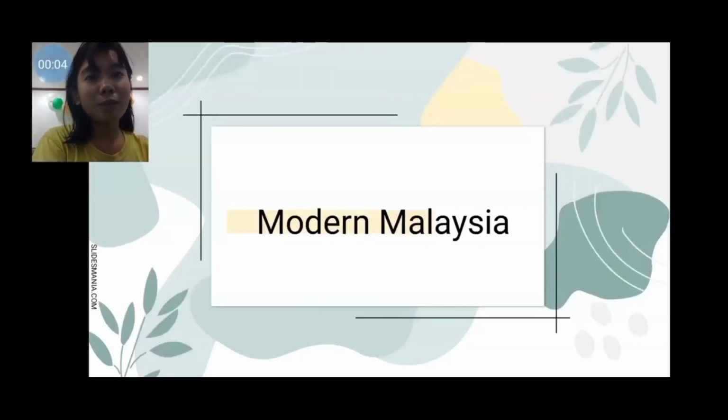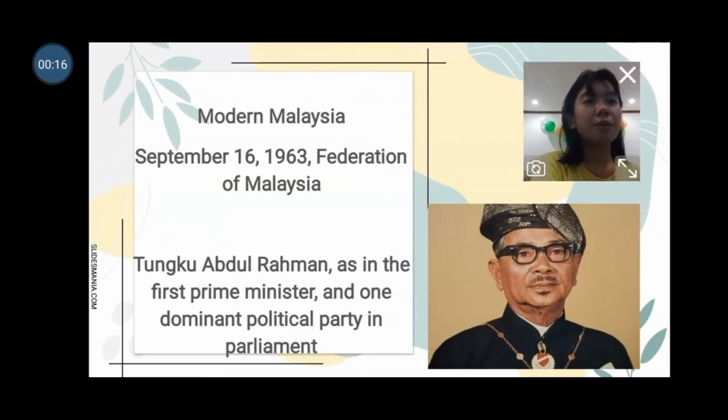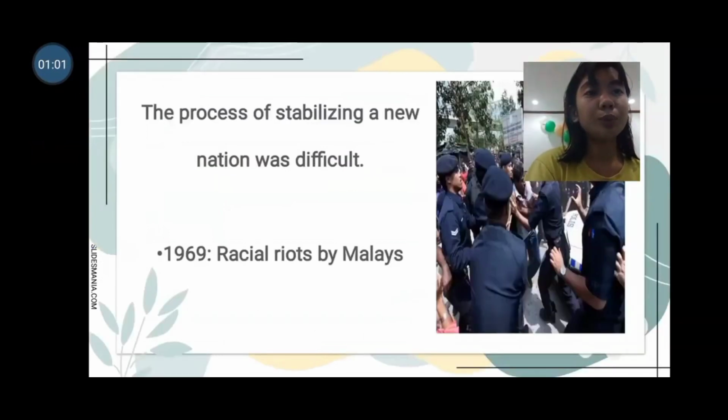Okay, good day everyone. This is the continuation of chapter 20, Modern Malaysia. On September 16, 1963, the Federation of Malaysia was formed, with Tunku Abdul Rahman as the first Prime Minister and one dominant political party in Parliament. Meaning he was the most powerful and influential, staying in office for consecutive terms at that time.